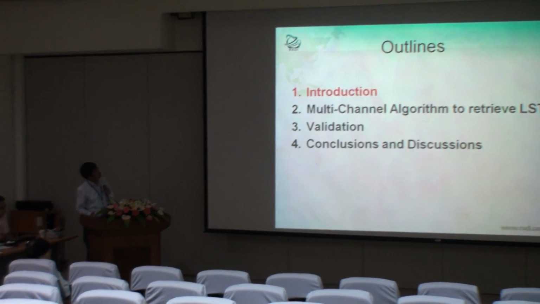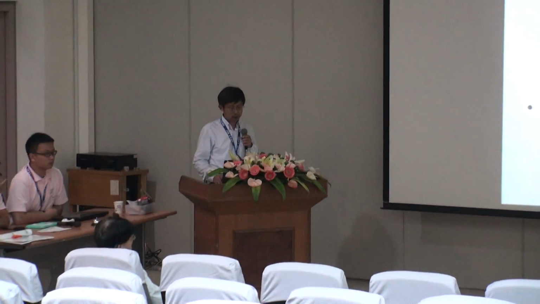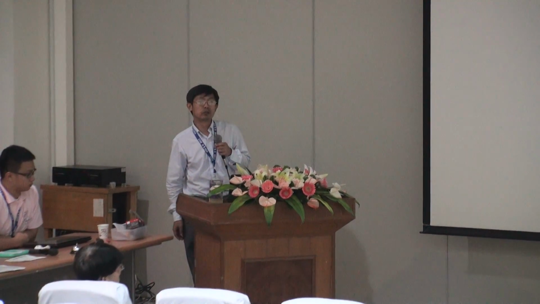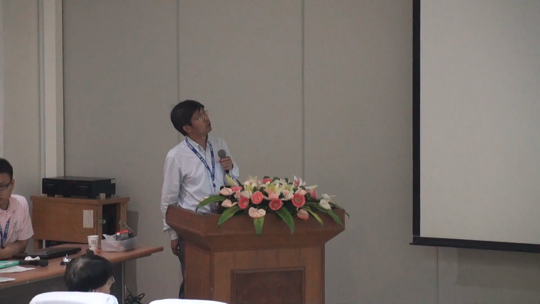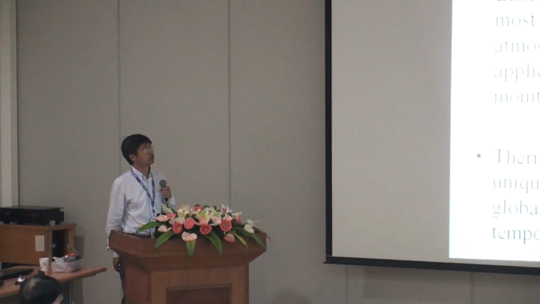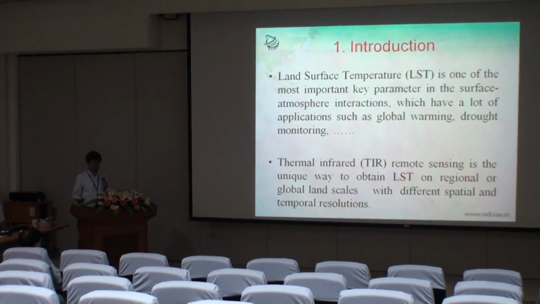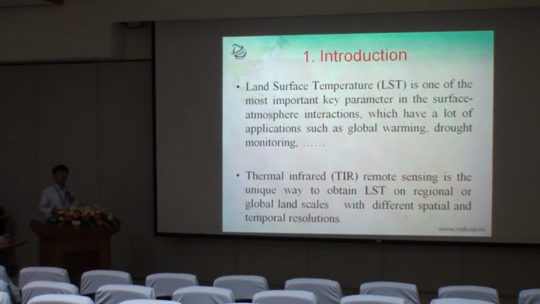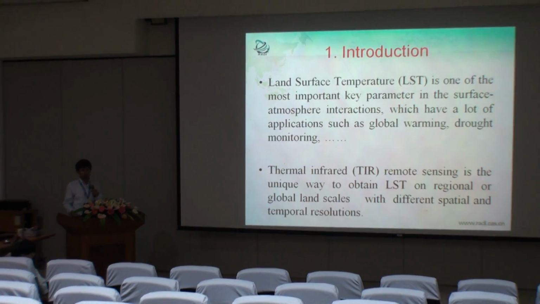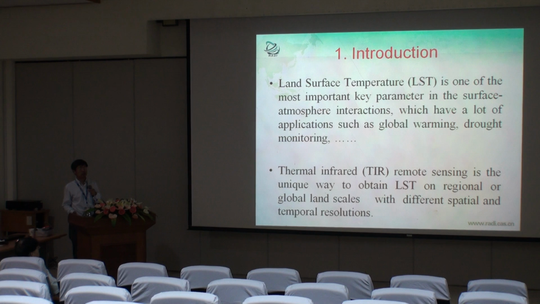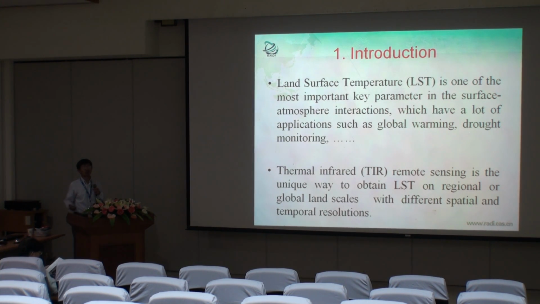The outline for the presentation includes 4 parts. The first part is the introduction. As we know, land surface temperature is one of the most important key parameters in land surface and atmosphere interactions. It has a lot of applications such as global warming and drought monitoring, and we also use the land surface temperature to calculate the long wave radiance from the land surface, so we can use it to calculate the land surface energy balance. Anyway, land surface temperature has a lot of applications.